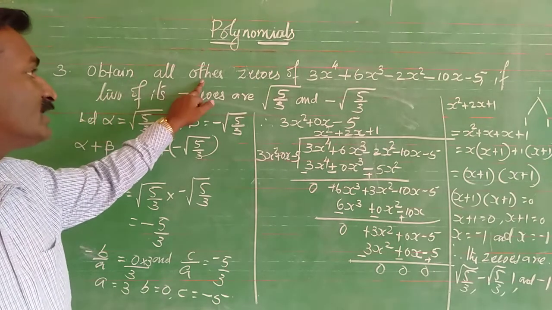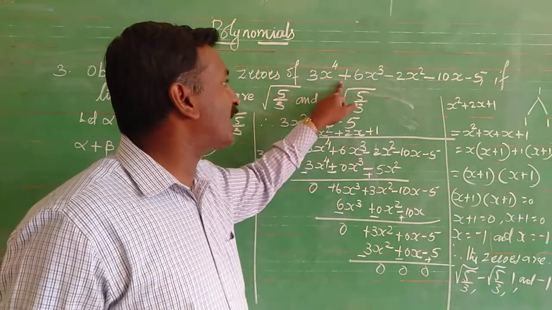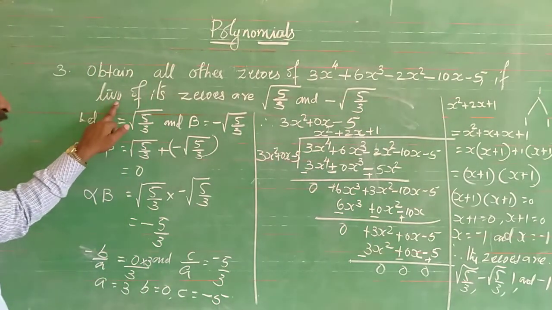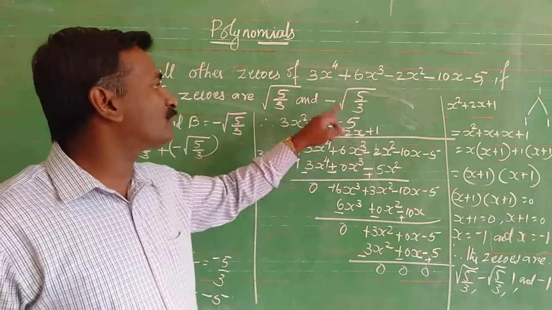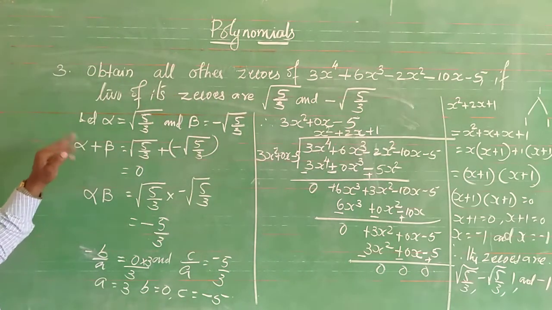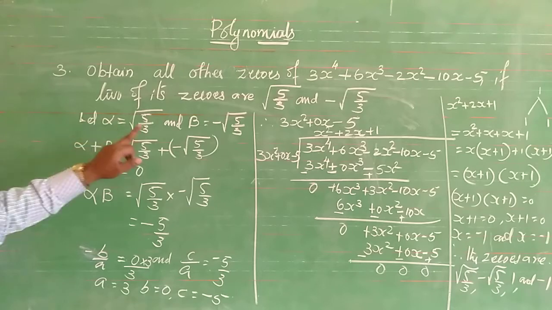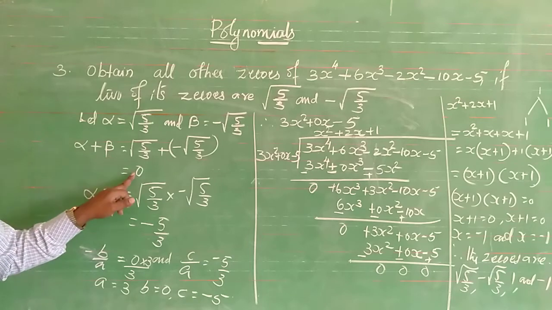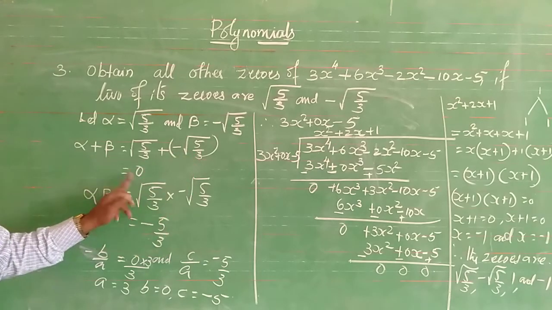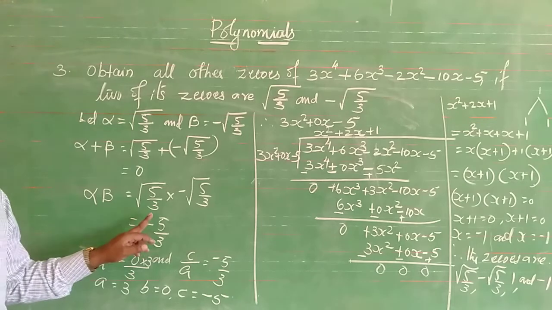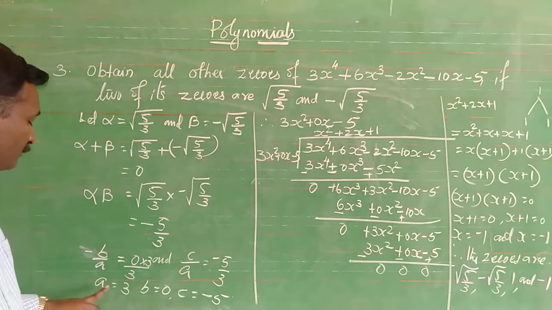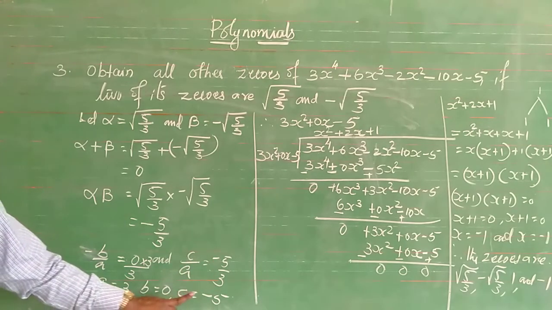Obtain all other zeros of 3x raised to 4 plus 6x cubed minus 2x squared minus 10x minus 5, if two of its zeros are root of 5 by 3 and minus root of 5 by 3. First we want to find the quadratic polynomial. Alpha equal to root of 5 by 3 and beta equal to minus root of 5 by 3. Alpha plus beta is equal to 0, and alpha beta, multiplying, we get minus 5 by 3. Minus b by a is equal to 0 and c by a is equal to minus 5 by 3. A is equal to 3, b is equal to 0 and c is equal to minus 5.